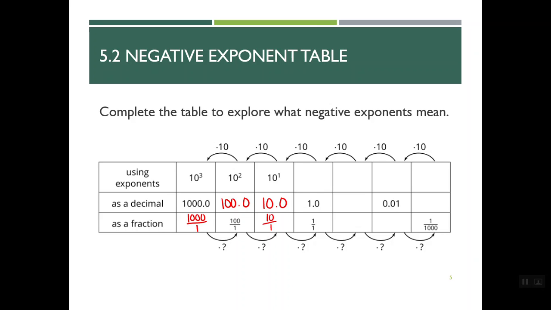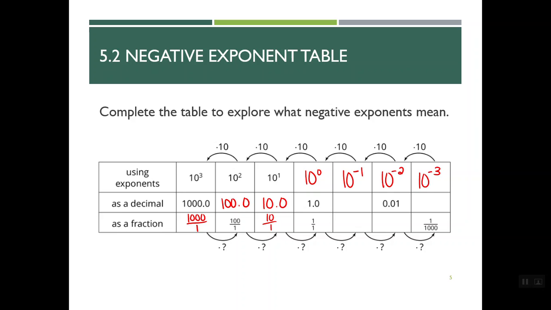And so now we want to take this pattern and continue. So 10 to the third, 10 to the second, 10 to the first, we would have 10 to the 0. We're just subtracting 1 from the exponents. After 10 to the 0, it will be 10 to the negative first, 10 to the negative second, and 10 to the negative third.